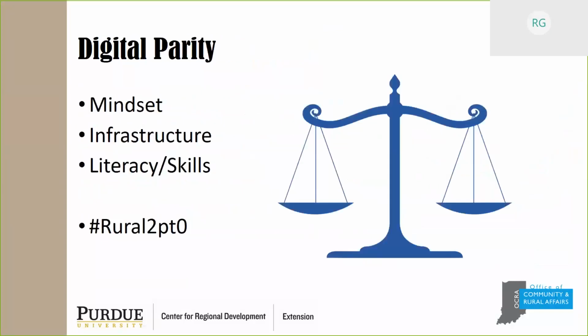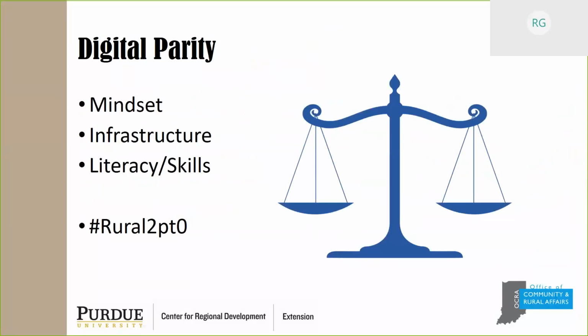Another concept that we're pushing is digital parity. Urban is ahead of us. Ahead of us is in rural communities. We do have to start working on changing our mindset from that industrial age mindset to a digital age mindset. That is the first step we need to do. Infrastructure-wise, we have to make sure that rural is at the same pace and the same quality and affordability and service that urban communities enjoy, and then obviously the literacy and skills.